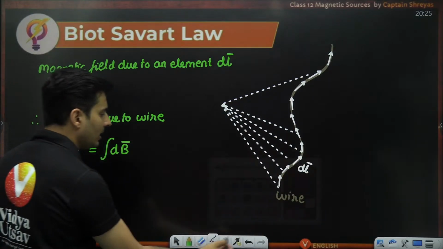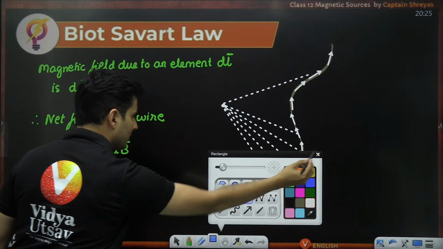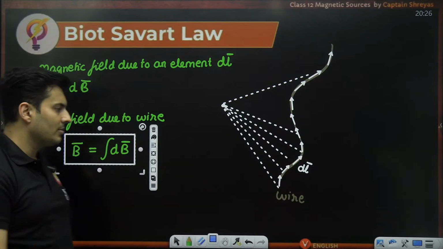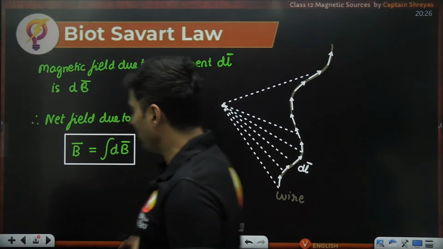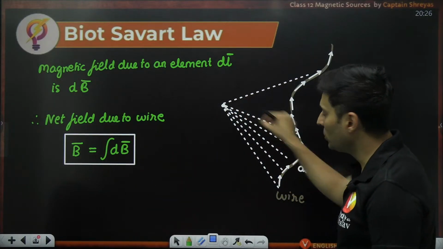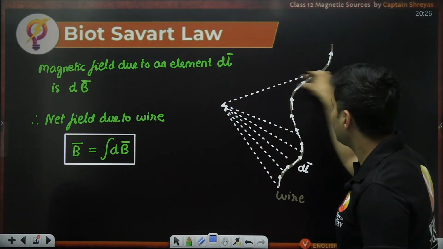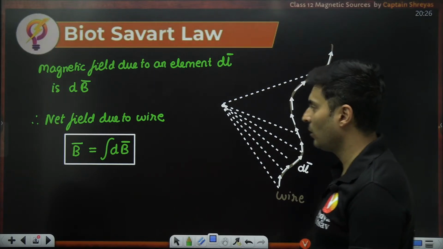Is this absolutely clear, my dear warriors? Give me a thumbs up and smash the like button in case you have forgotten that. So you have to integrate the contribution due to every single element of that wire.